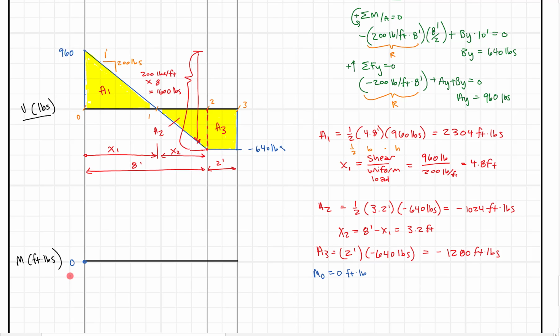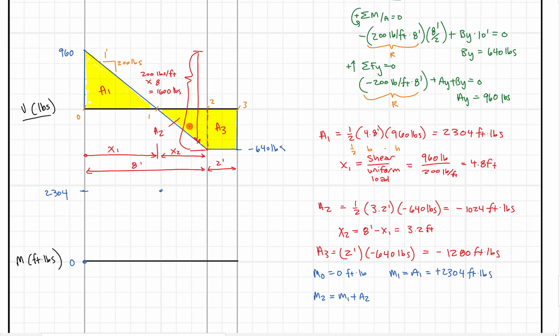All right, and then we're going to start going up. So we know that M1 is going to equal A1. So what's this? It's plus 2304 foot-pounds. So we can come over here and draw that in. Maybe each of these is 500, and I'll come up to 2304 foot-pounds. And then let's go to M2. M2 is going to be M1 plus A2. So again, we're just adding all the areas.